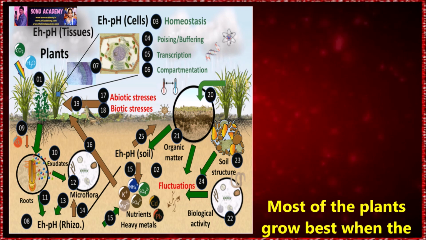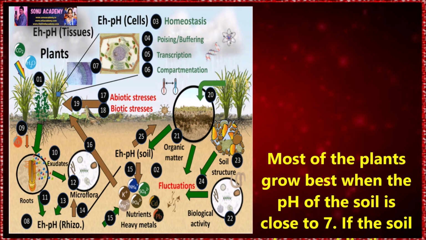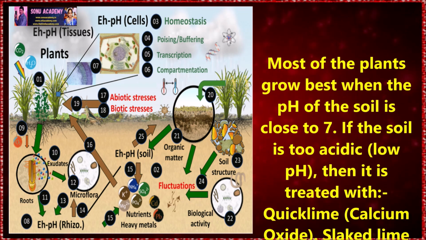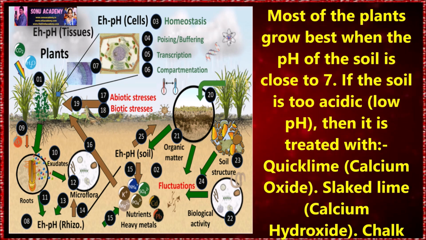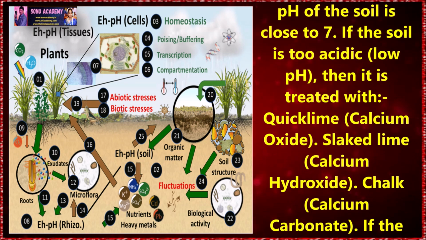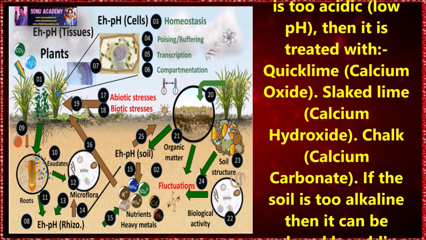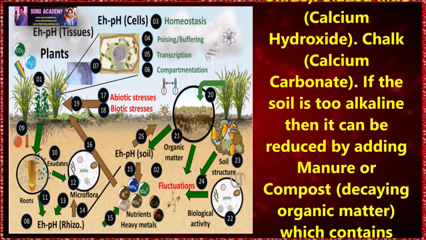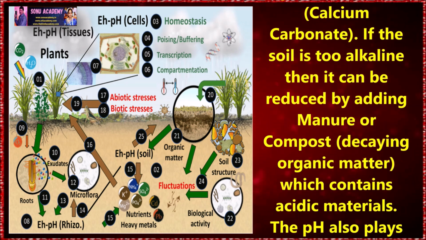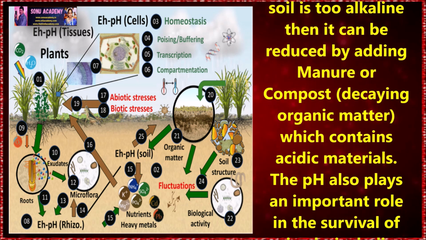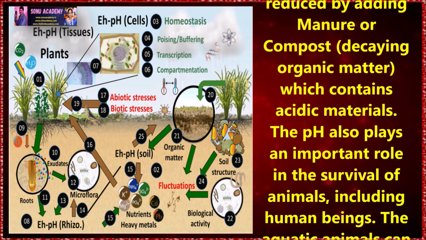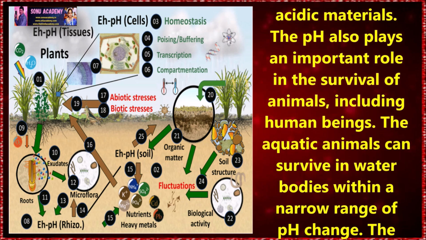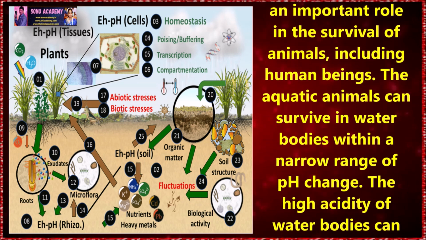Children, let us discuss how plants and animals are sensitive to pH changes. Yes, most plants grow best when the pH of the soil is close to 7. If the soil is too acidic, then it is treated with quicklime, meaning calcium oxide, slaked lime, calcium hydroxide, and chalk, calcium carbonate. If the soil is too alkaline, then it can be corrected by adding manure or compost, which contains acidic materials. The pH also plays an important role in the survival of animals, including human beings.